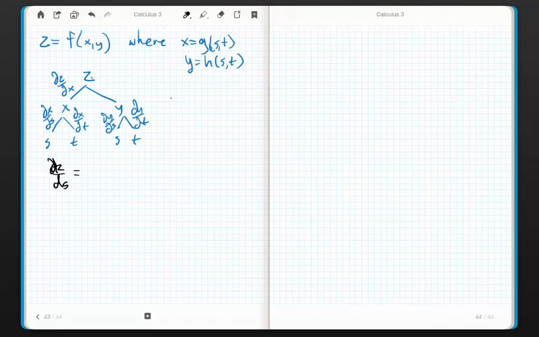Well, what happens? I need to pick up all the paths that get me from z to s. Well, that's going to be this path, and that's going to be this path. So what's that look like? Well, it's partial z over partial x, times partial x over partial s, plus, I missed my partial z over partial y, didn't I?